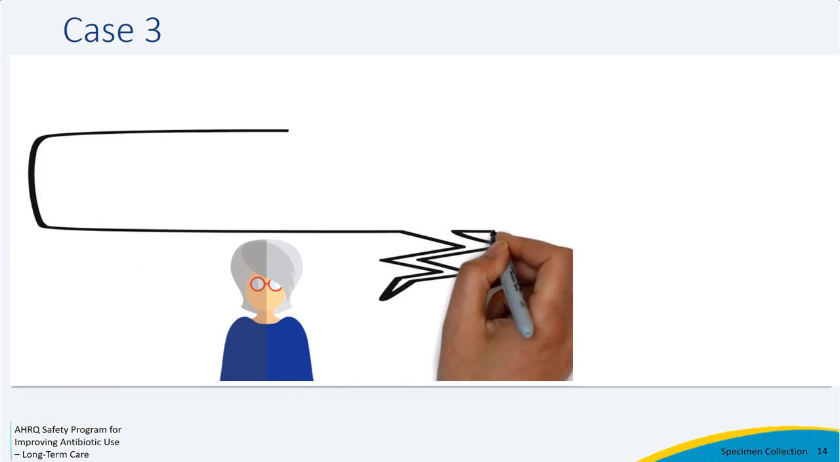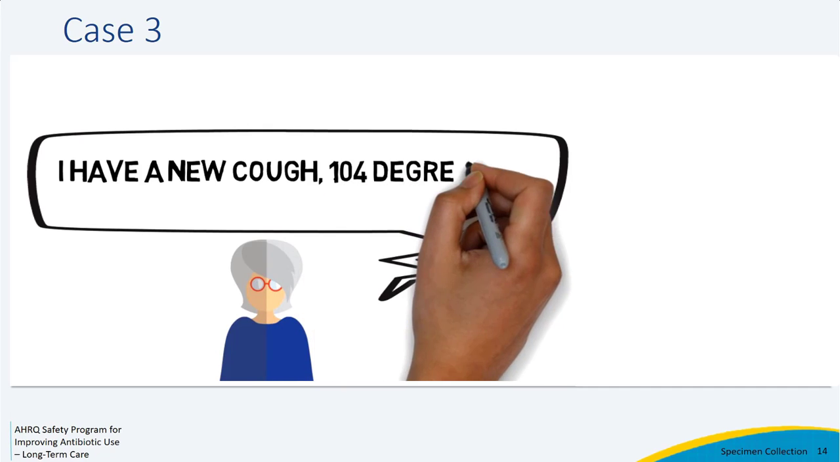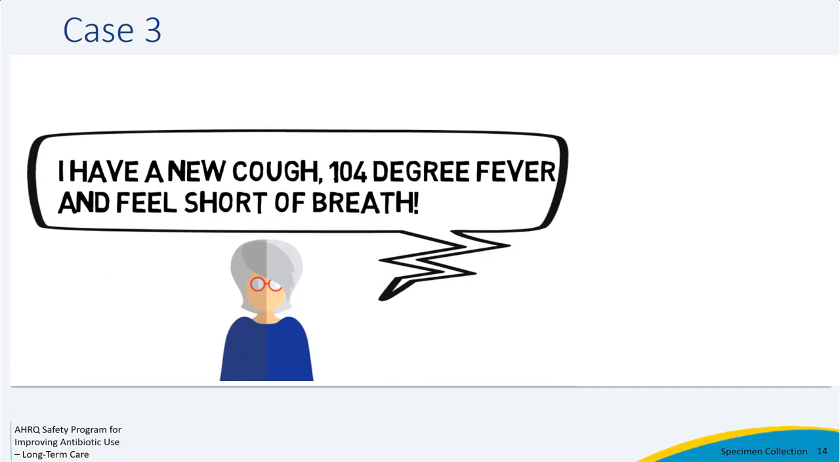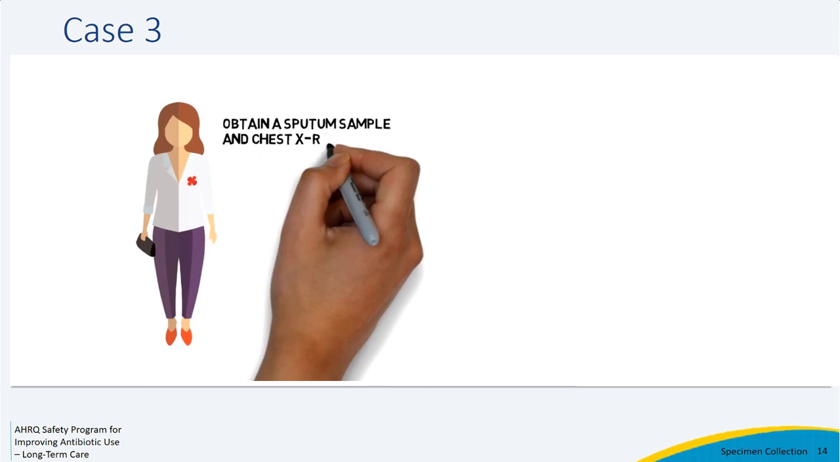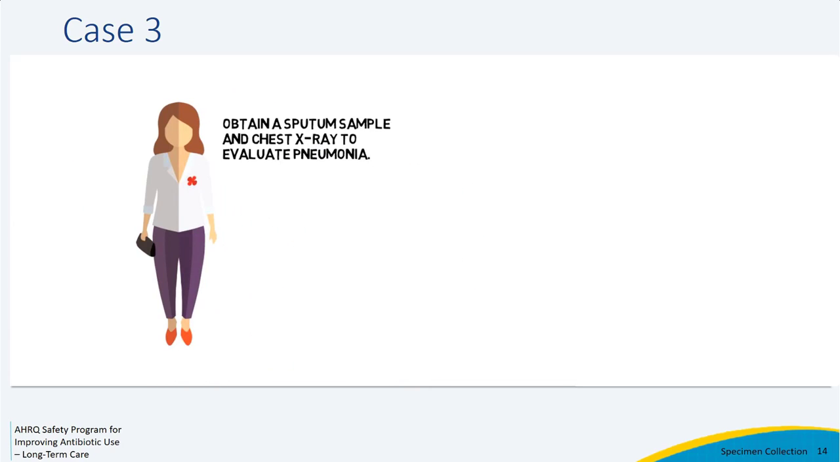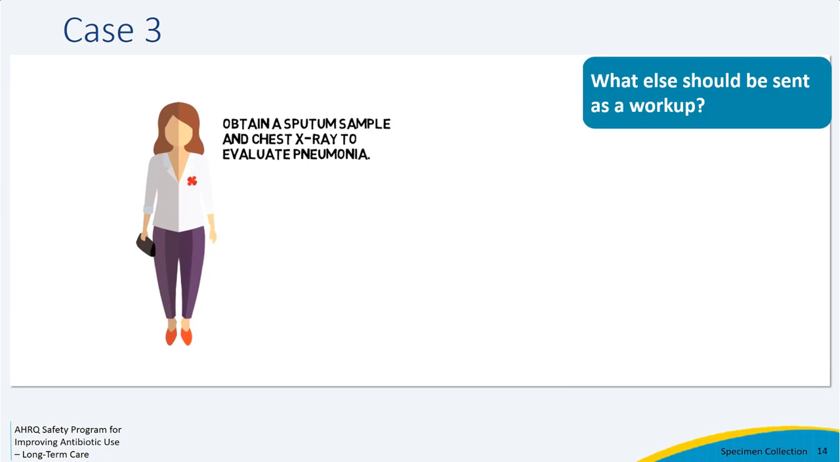One of the residents in your facility develops a new cough and a temperature elevation of 100.4 degrees Fahrenheit. She appears ill and reports being short of breath. Orders are placed to obtain a sputum sample and chest x-ray to evaluate for pneumonia. Before we move on to discuss the best way to obtain a sputum culture, what else do you think would be a good idea to send as part of the workup here?